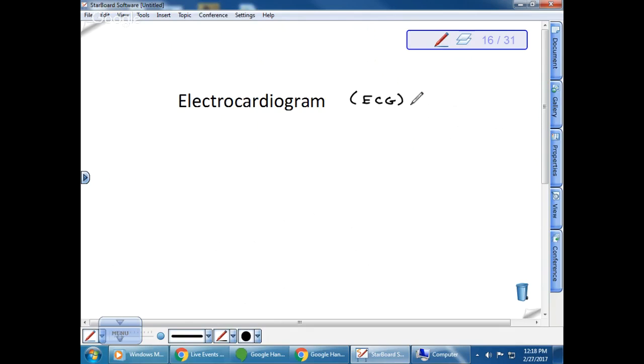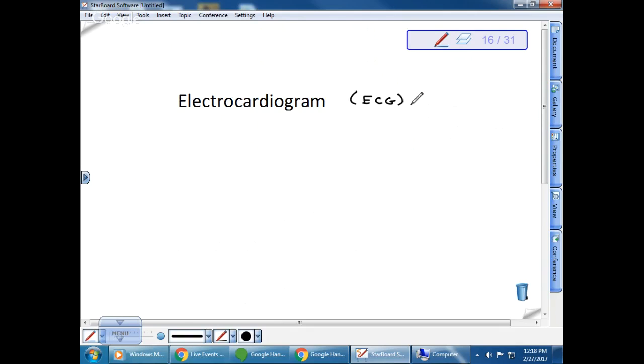But why do you think they have a K instead of a C? Anybody know? German. Okay, so in the German language, cardio is with a K. And so if you're talking about in the German, if you use EKG, you're actually using the German terminology.